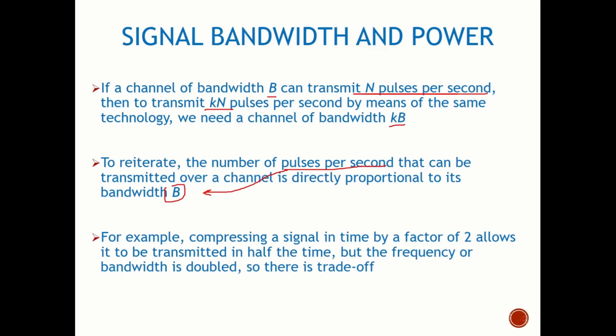For example, compressing a signal in time by a factor of 2 allows it to be transmitted in half the time. So if we have a pulse modulated system and we compress the pulse, sending a narrower pulse, then we will have more space for further pulses, so the data rate can be increased. But the issue is, when we make the pulse narrow in time, the bandwidth in frequency is increased. If the compression of the pulse is by a factor of 2, the bandwidth increases by twice. So there is always a trade-off between these two quantities.